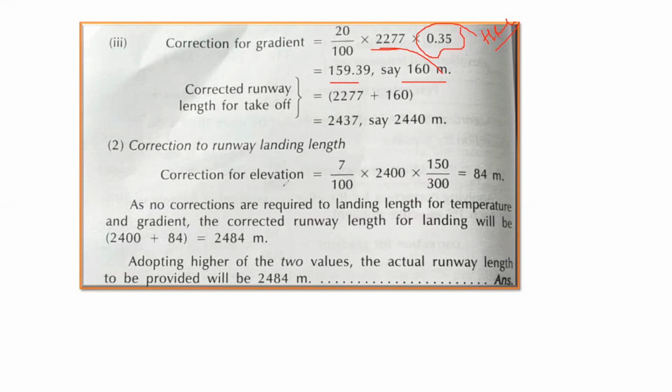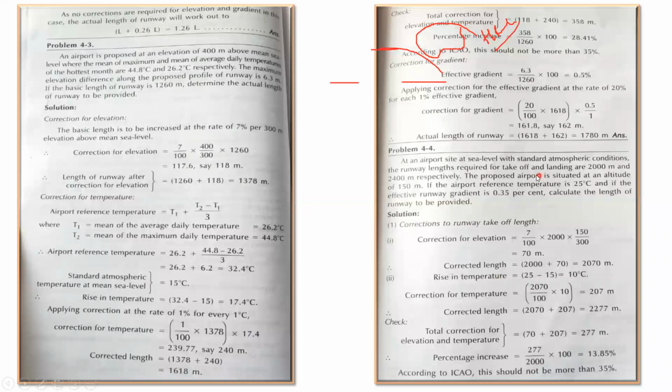So the correction, so far what we did, if I go back to the question, for the takeoff it was done. It was written here, right? At an airport site at a sea level with a standard atmospheric condition, the runway length required for the takeoff and landing. So 2000 meter is for the takeoff. For the landing it was 2400 meter. This was done considering the takeoff.